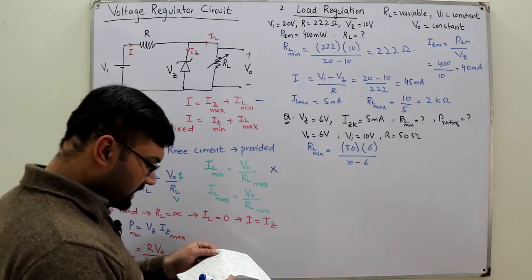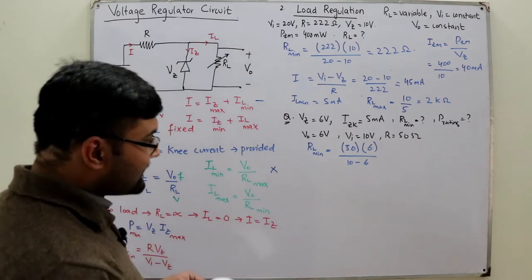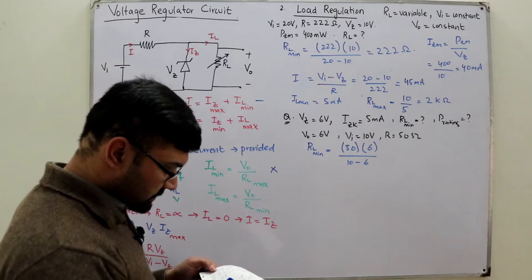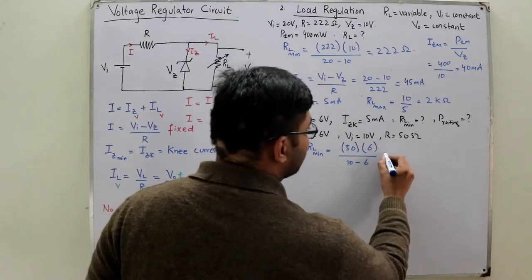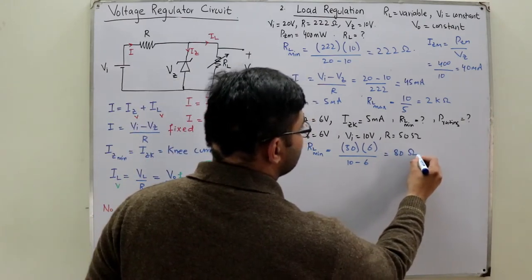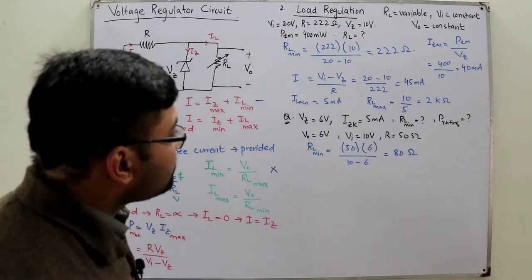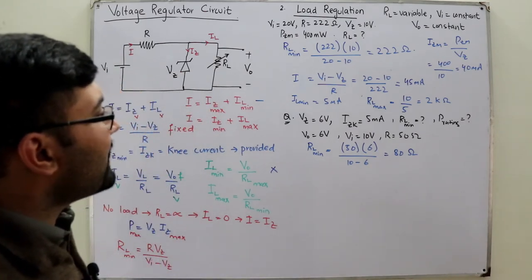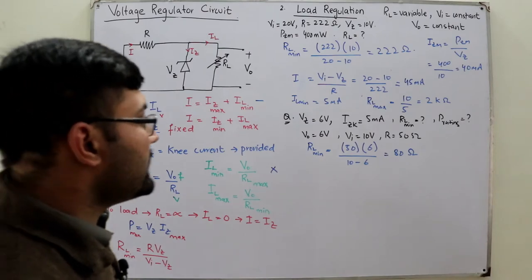RL minimum you can find. Yes, I believe it's 80 ohms. RL minimum would come out to be 80 ohms. And the power rating, so for the power rating we need the maximum current, right?